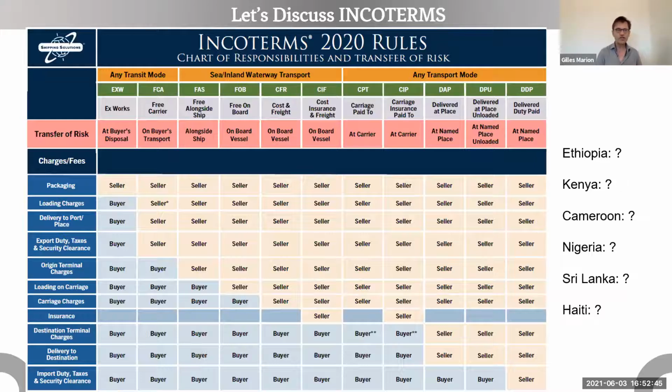In other organizations, usually what they do is they fix 1 or 2 Incoterms for the organization. That's the case, for instance, for the UN. Most of the UN agencies are procuring under 1 Incoterm. You have no room for negotiation, and that's usually the best.